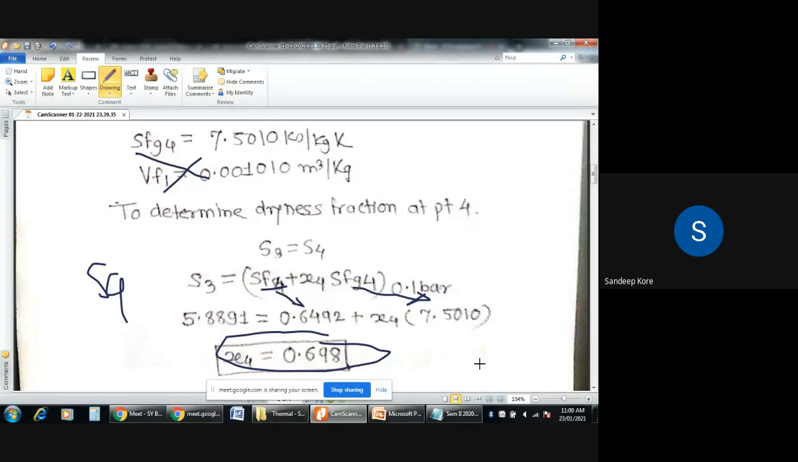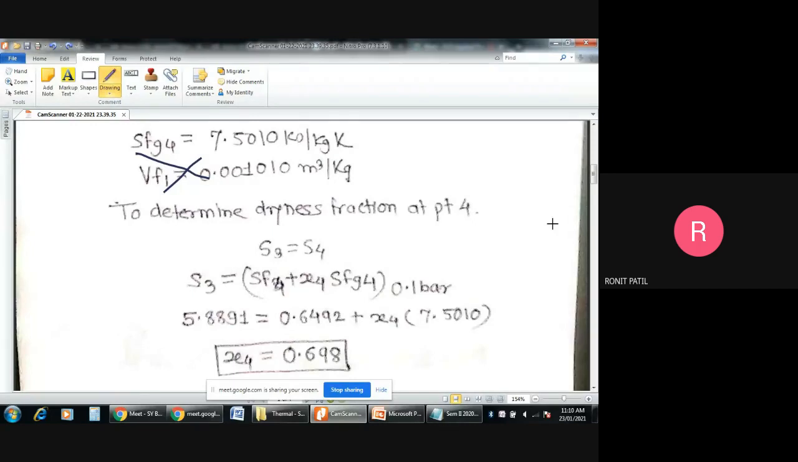Okay. So keep in mind, to find out the dryness fraction at point 4, we have to equate S3 is equal to S4. S3 is the entropy of the dry steam and S4 is the entropy of the wet steam. And the entropy formula of wet steam is SF plus X into SFG. So this stands for the entropy of the wet steam. Yes, any doubt? No, sir.